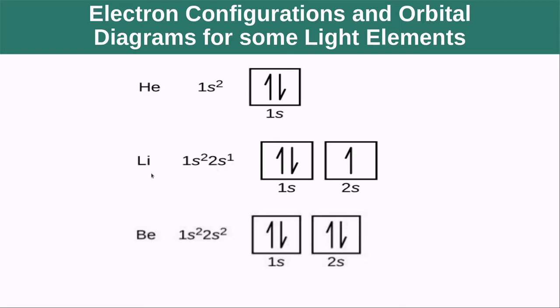Then we're going to have lithium. Its electron configuration is 1s2, 2s1, so it's got 2 electrons in that 1s orbital. It's got 1 electron in that 2s orbital. If we write 2 blocks representing those 2 orbitals, 1s and 2s, we're going to put 2 electrons in that 1s and 1 electron in the 2s. And then beryllium would be our next guy, and you can see now we're pairing off those electrons.